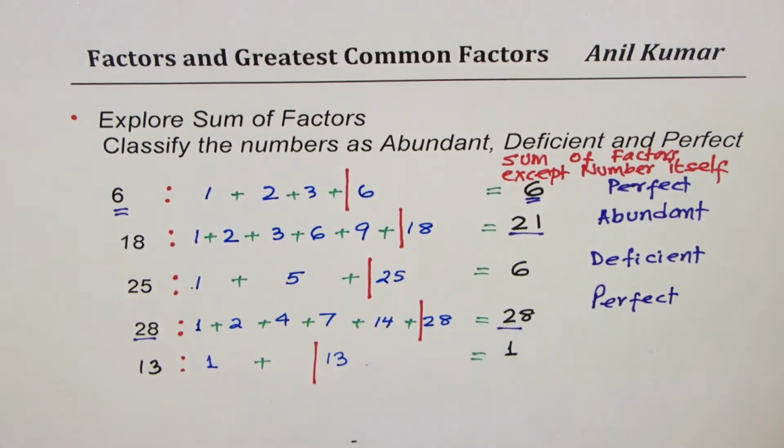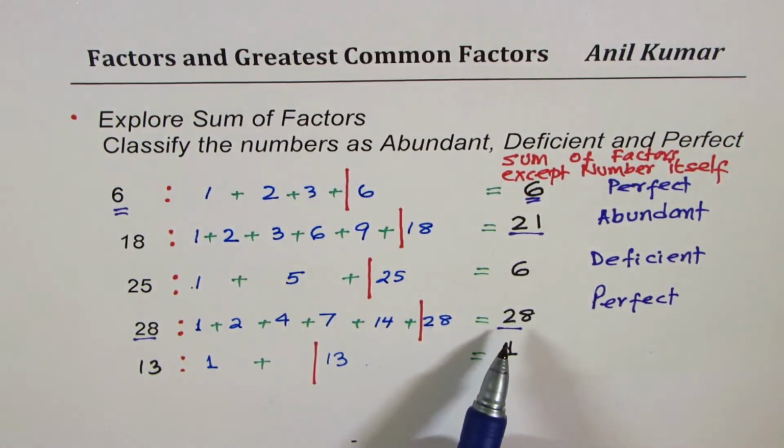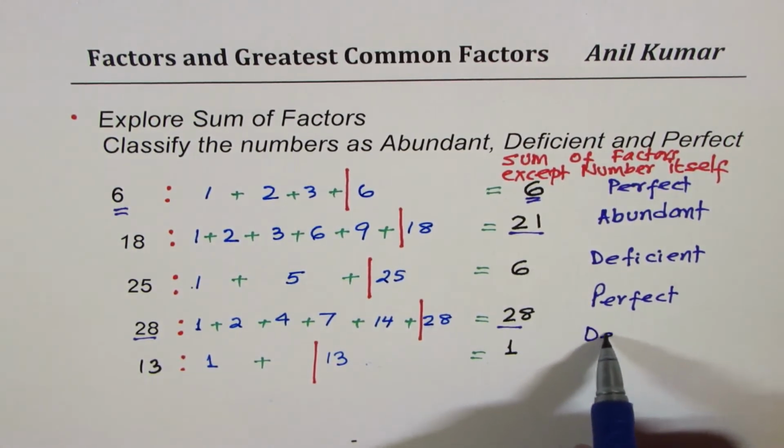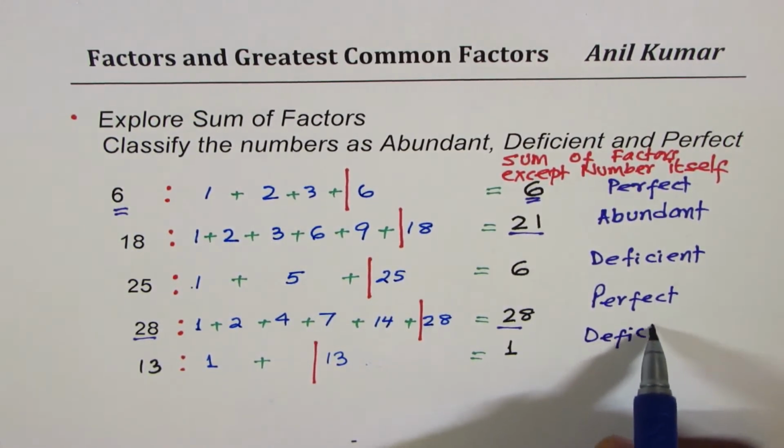Now there are very few perfect numbers, to be very frank with you. What you can do is explore other perfect numbers. I'll have a video on this and provide you a link also. For prime numbers, the sum of other factors will always be 1. So this is always going to be deficient, right?